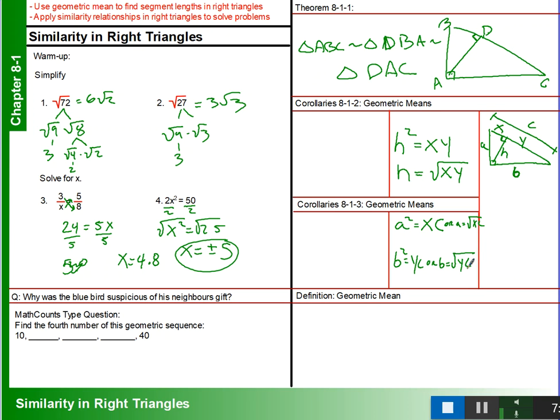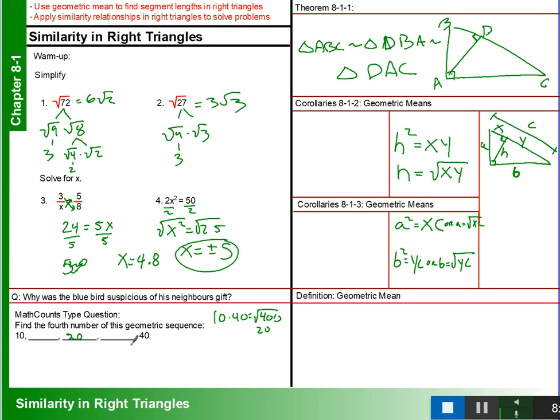Okay, well, how does this affect a geometric sequence? Well, we are trying to find the fourth number of this geometric sequence, which means I need to find the geometric mean to find this value, and then I can take the geometric mean of this value and this value to get the fourth value. To find the geometric mean, we're going to multiply 10 and 40, because they're equidistant from here, which is 400. And then we're going to take the square root, which is 20. So the geometric mean of 10 and 40 is 20.